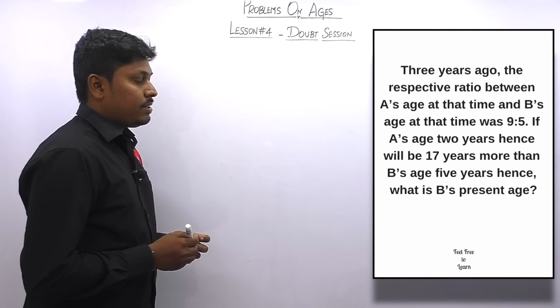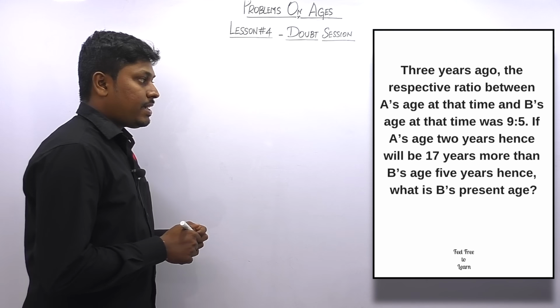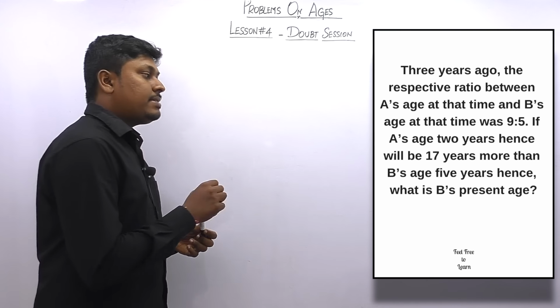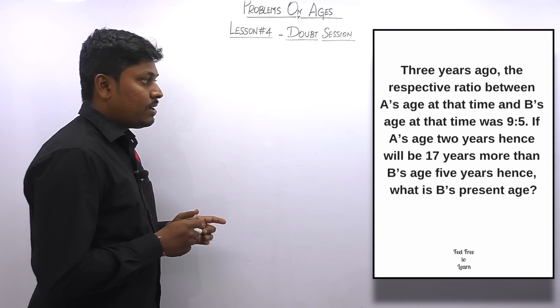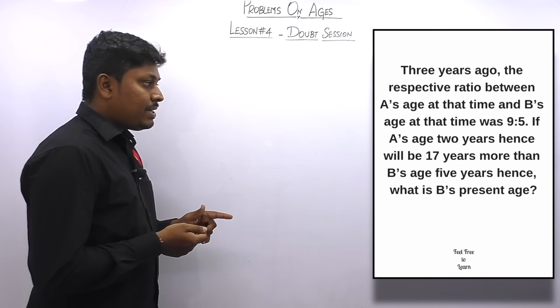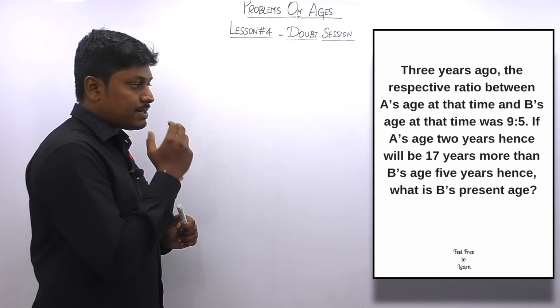Last, the 10th question. 3 years ago, the ratio between A's age at that time and B's age at that time was 9:5. If A's age 2 years hence will be 17 years more than B's age 5 years hence, what is B's present age?